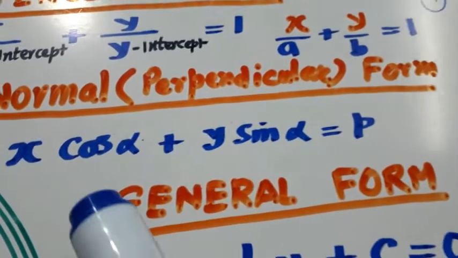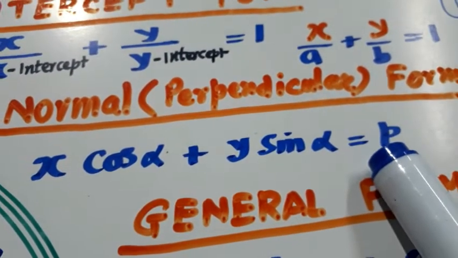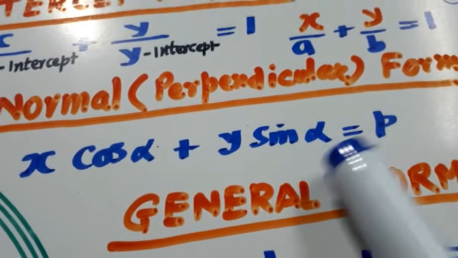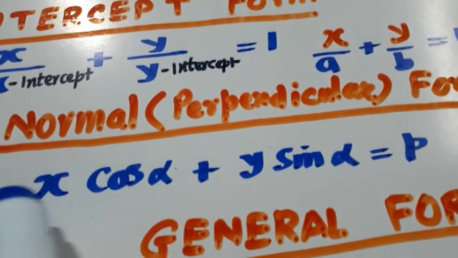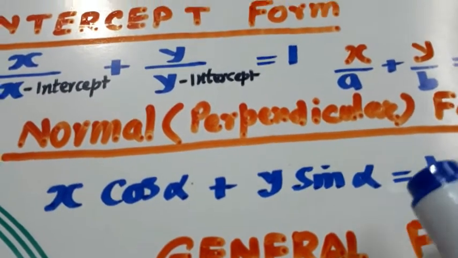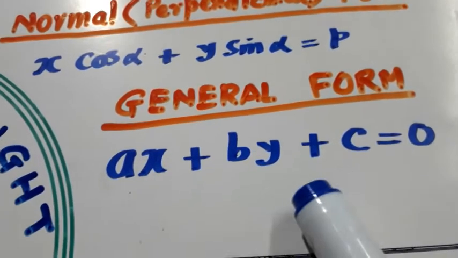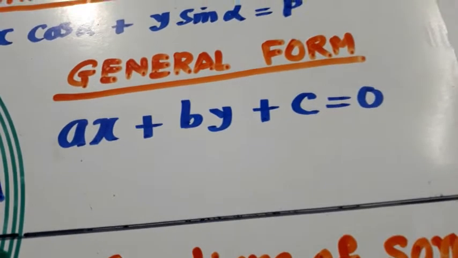X cos alpha plus y sin alpha is equal to p. P is the length of the perpendicular from the origin on the line. And this perpendicular is making angle alpha with the positive direction of x-axis. So the equation is this. So general form, this you know right from your 9th class. Ax plus by plus c equal to 0.